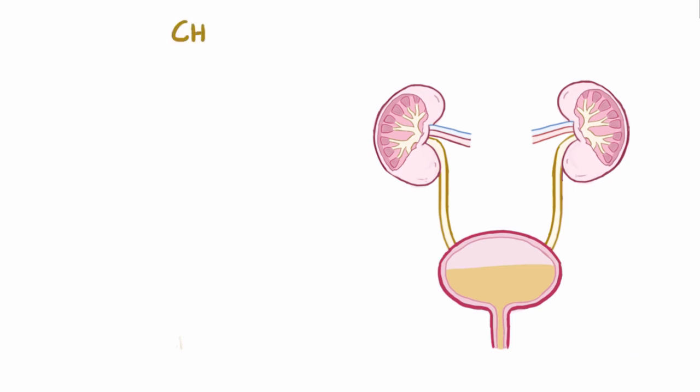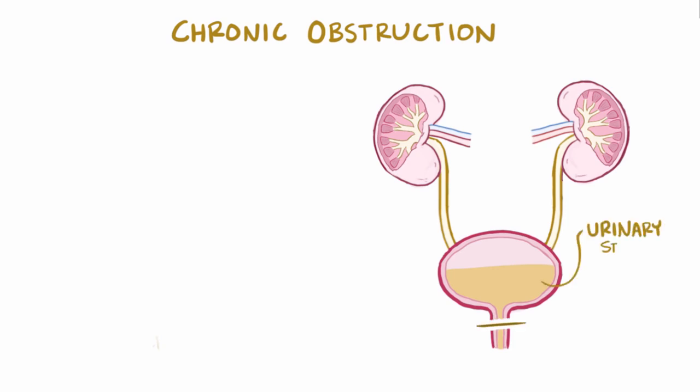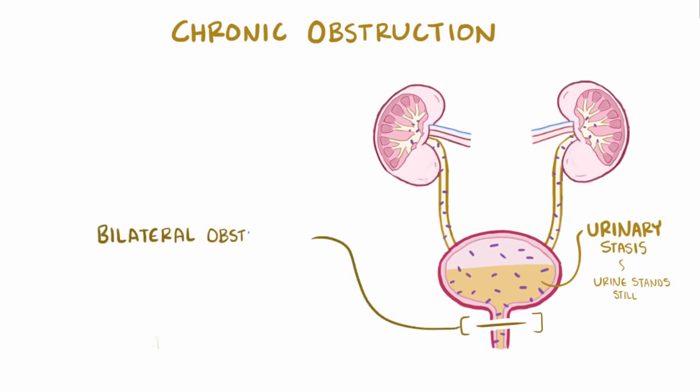That being said, chronic obstruction is its own independent risk factor for chronic pyelonephritis. Obstructions in the urinary tract cause urinary stasis, meaning it tends to cause urine to stand still, which makes it easier for bacteria to adhere to and colonize the tissue, making lower UTIs more likely and therefore upper UTIs more likely. Bilateral obstruction increases pressure in the bladder, and therefore affects both kidneys.